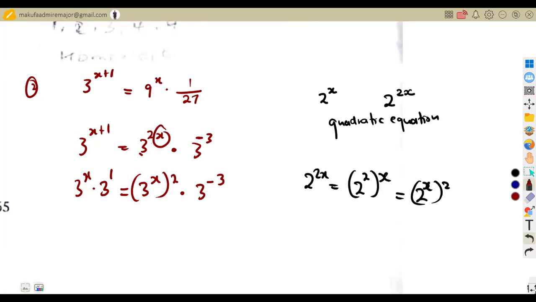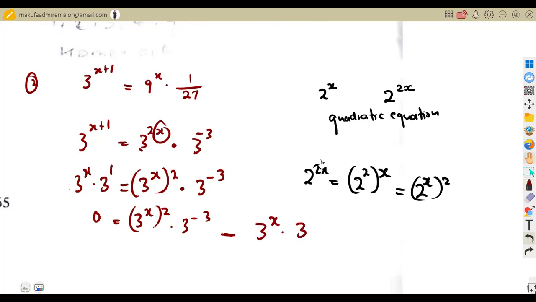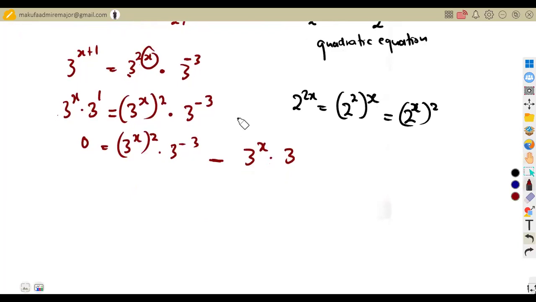Like a quadratic, one of the sides must be equal to 0. So we can transpose this to the other side of the equation so that it gives us a 0. That's 0 is equal to 3 to the exponent of x to the exponent of 2 times 3 to the exponent of minus 3. If we transpose this, it becomes a negative because it was carrying a positive here, so it's going to carry a negative on the other side. 3 to the exponent of x times 3 to the exponent of 1, which is the same as 3. There's no need for us to simplify. There's no need to write it as 3 to the exponent of 1. Just leave it like that.